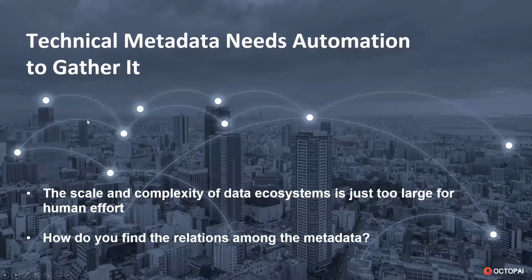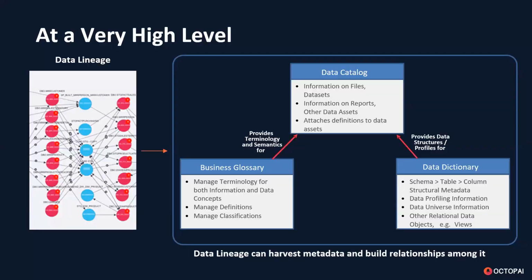Well, you're going to go to automation because you cannot do this manually. I mean, the scale and complexity of data ecosystems is just too large for human effort. I have seen it done. It's an enormously expensive, time-consuming effort that gets lots of people angry and doesn't necessarily yield great results. Just to get everything documented before you establish the relationships among it, and then how do you find the relationships? So this is a really difficult nut to crack. But let's take a look at the next slide and see how you might be able to do it.